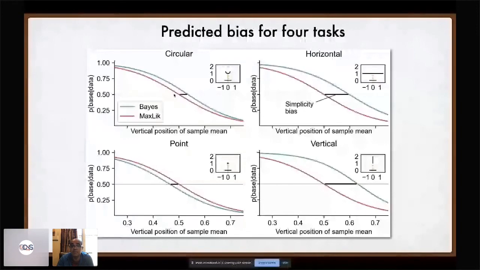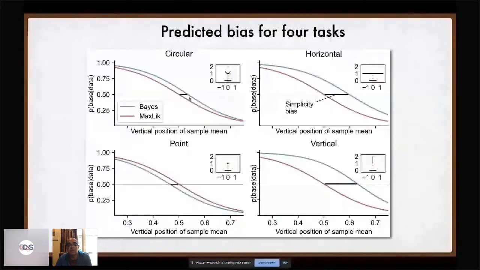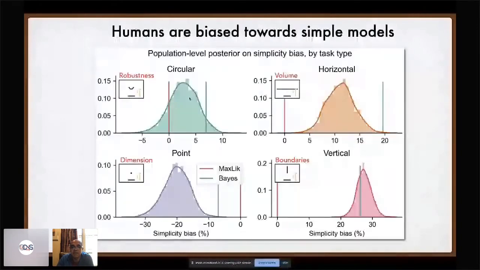So great. What we're going to do is measure the simplicity bias in humans, namely, how likely are you to pick the upper model versus the lower model? And here's what we find. This is a somewhat complicated figure, so let's walk through it step by step. I'm actually going to go through it perhaps backward, because this one is easiest to understand.